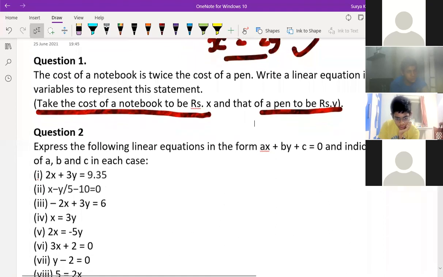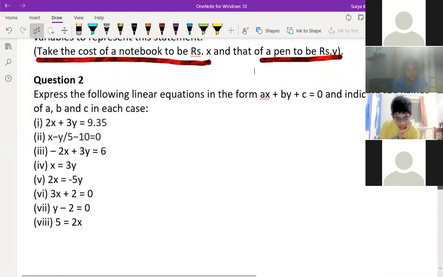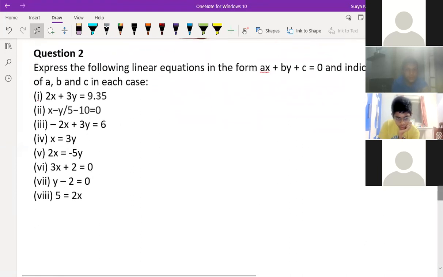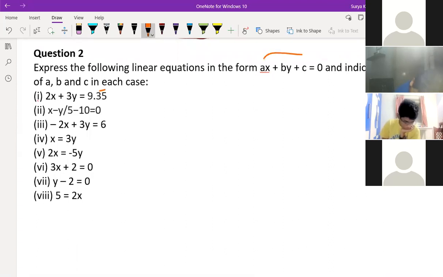Express the following linear equations in the form of ax plus by plus c is equal to 0 and indicate the values a, b, c in each case. So here 9.35 they have given in the question. If you see the textbook, here they have given it. So we have to represent it in this form, children. It means that your x, y as well as your constant term should be all on the left hand side, right?